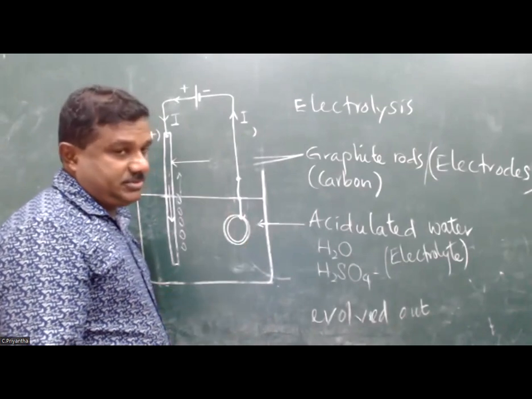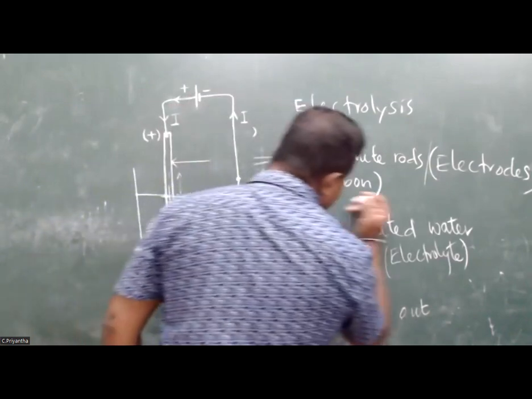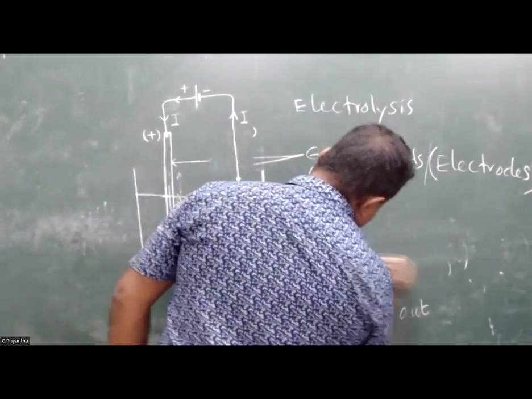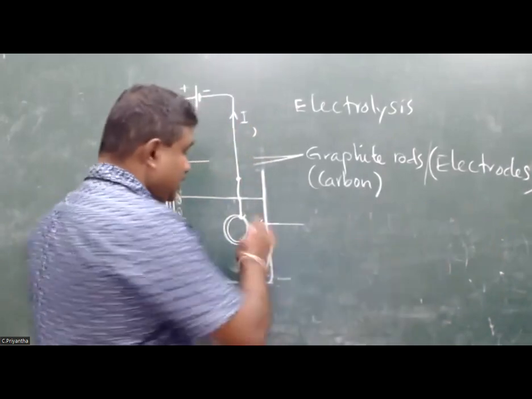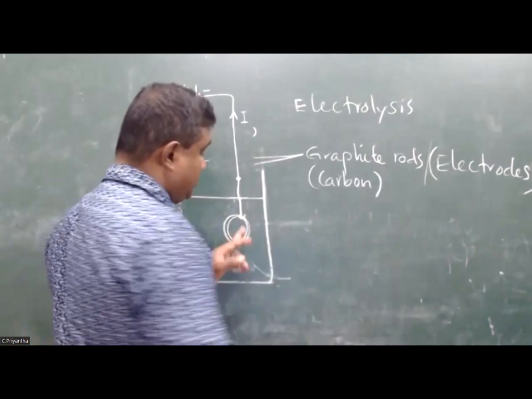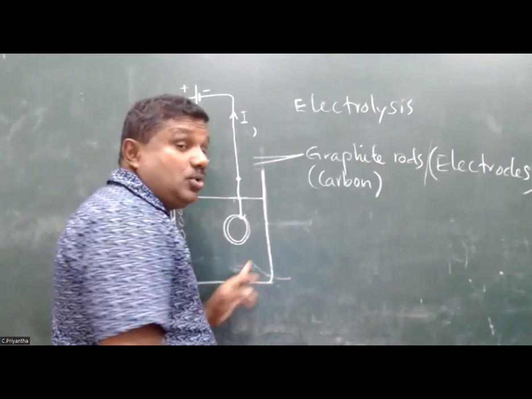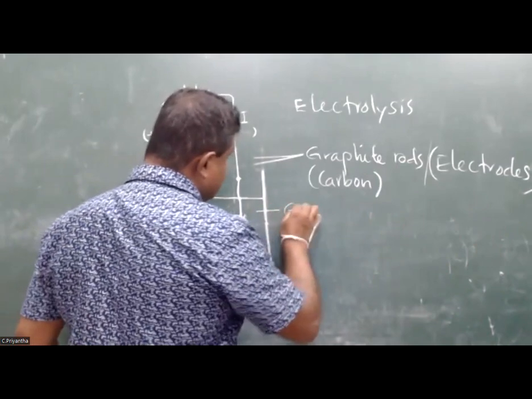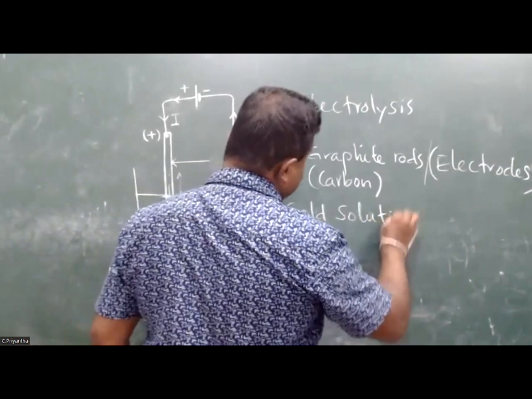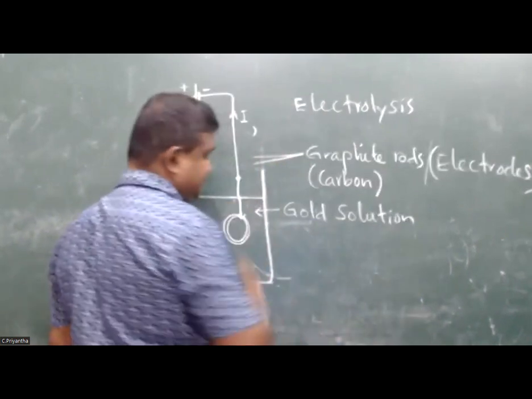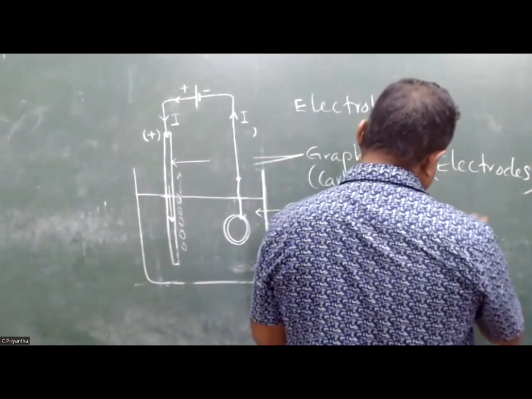This is the article to be plated. Acidulated water cannot be used. If this is your mother's ring, it must be plated with gold. Then the solution must contain gold. Gold solution, actually gold cyanide. The gold solution is the electrolyte.